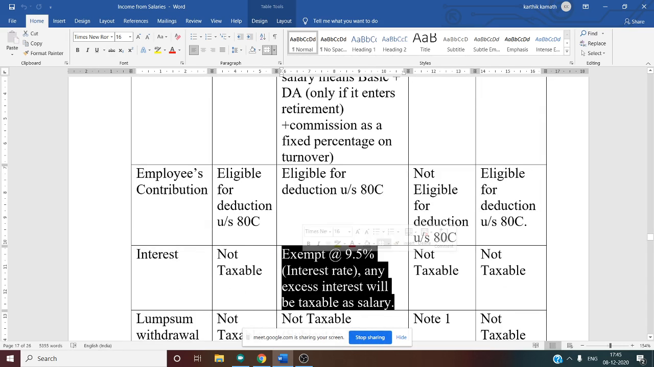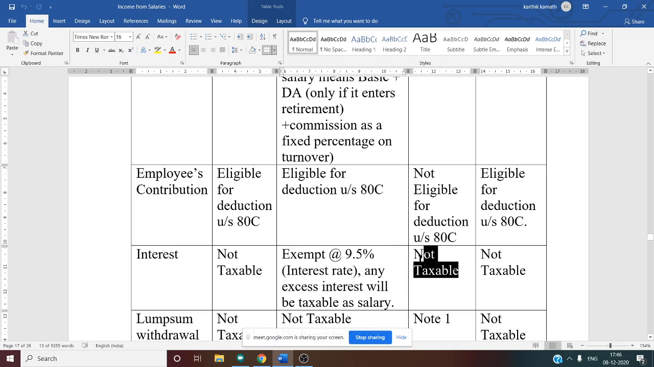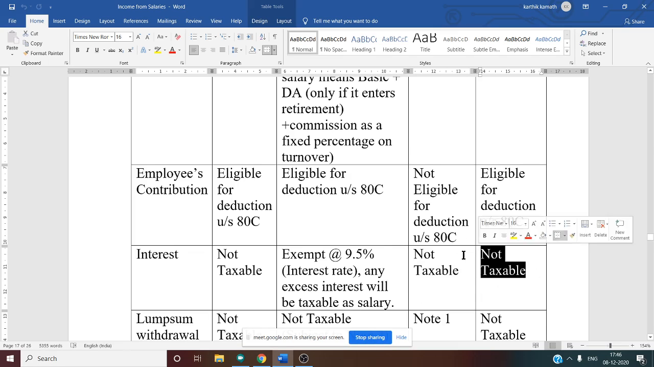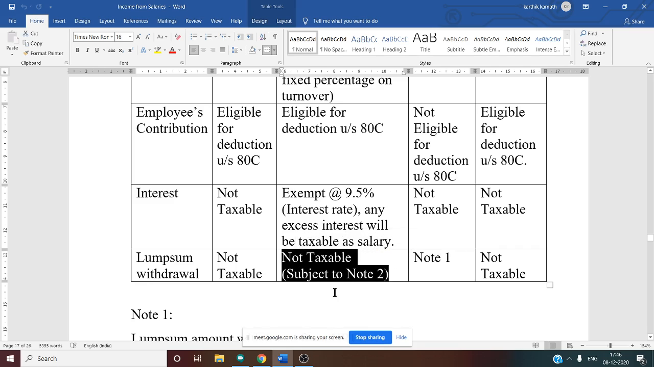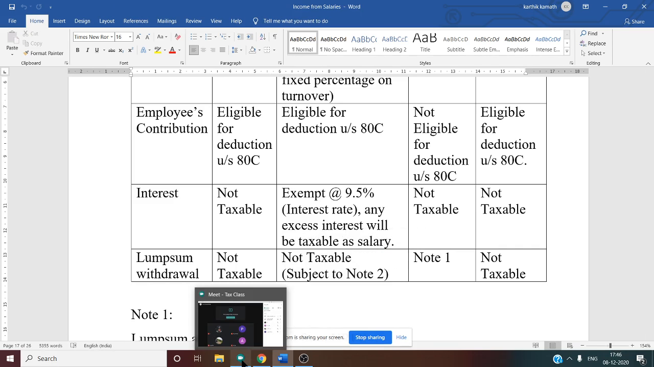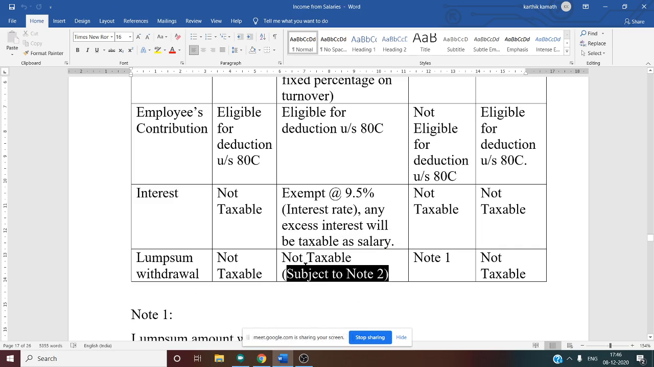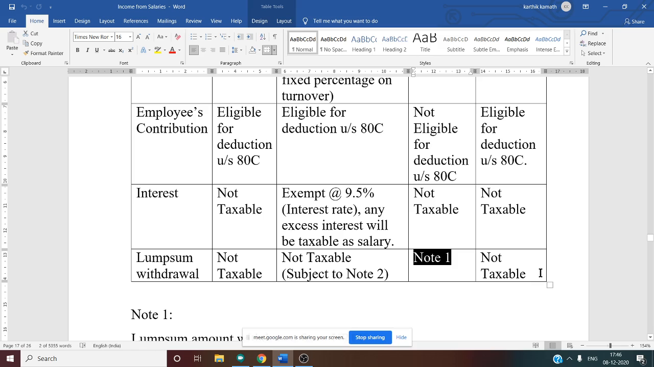Interest of RPF is taxable if it is more than 9.5%. Exempt at a 9.5% interest rate. Any excess interest will be taxable as salary. URPF interest anyways not taxable. PPF also not taxable. Lump sum withdrawal: SPF not taxable, and for RPF there is one note mentioned that we have to see. For URPF also there is one note that we have to see, subject to condition. Note means there is a condition.